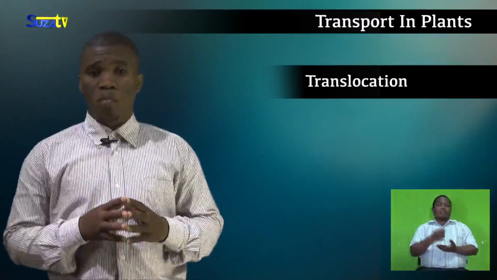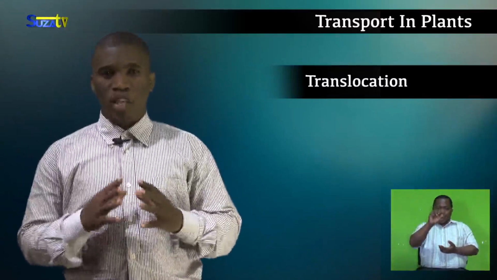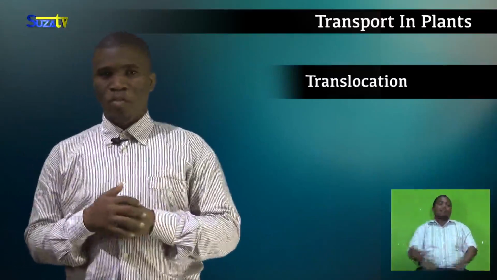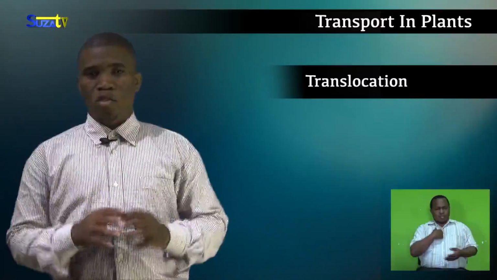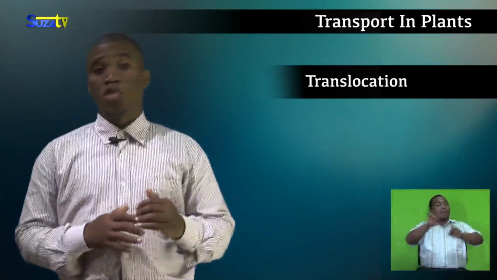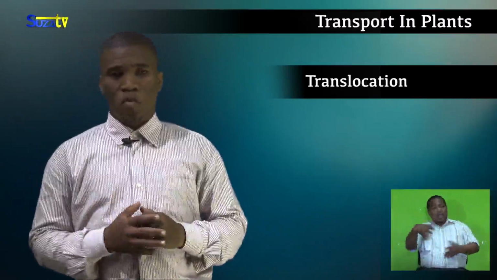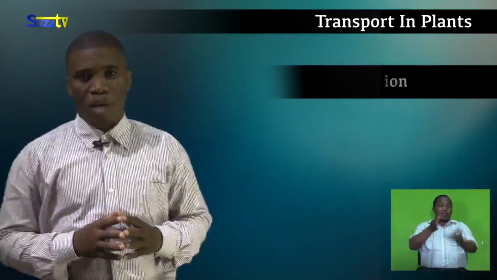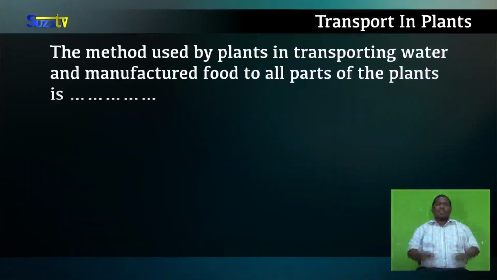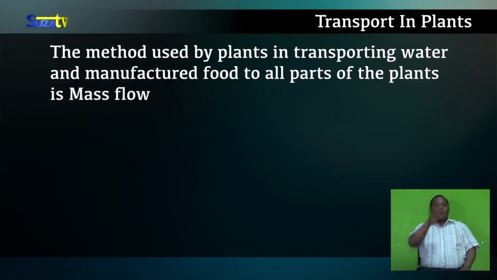Can you repeat the word, please? Translocation. Very good. Who can tell me the methods used by plants in transporting water and manufactured food to all parts of the plant? Who can try, please? Yes, Asma? Very good, Asma. Mass flow, we can call it a mass flow. Very good, my dears. Can we clap three times for Asma, please?